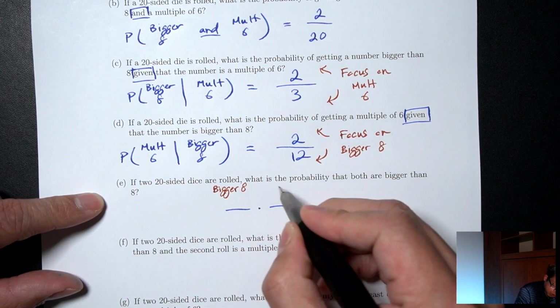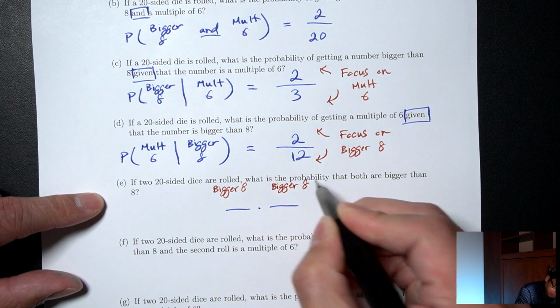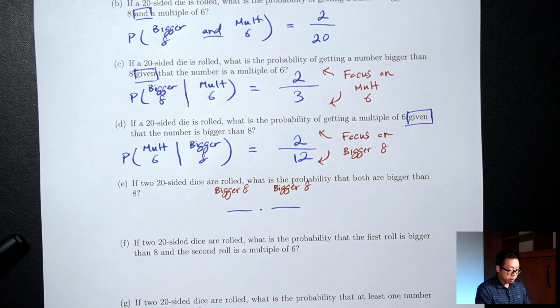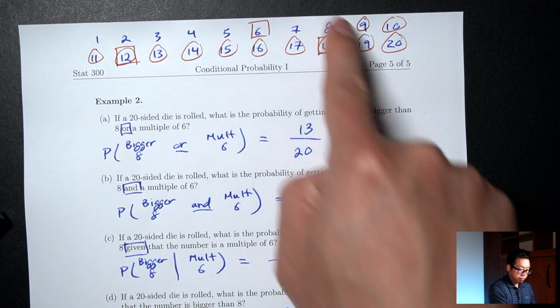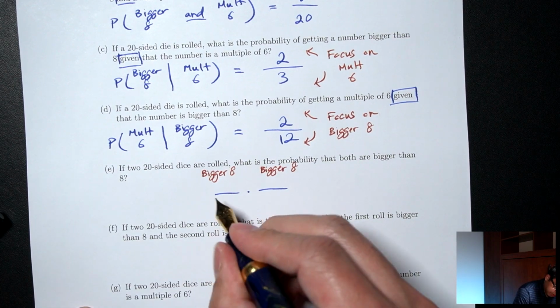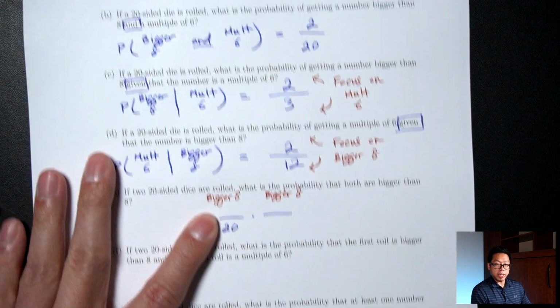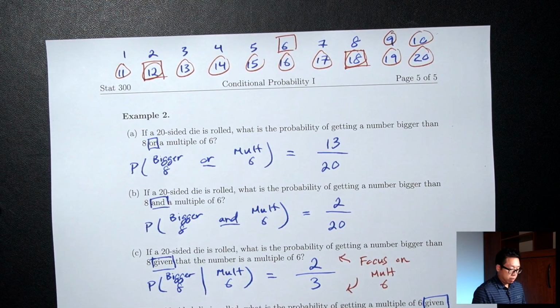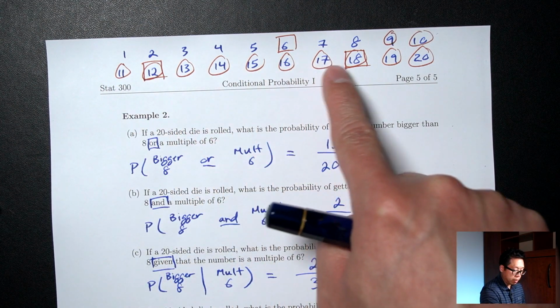Both bigger than 8, so the second one is also bigger than 8. Okay, first fraction, the bottom, how many different numbers can I pick total? 20. Top, how many of them are bigger than 8? Bigger than 8 will be the circles. So that's 1, 2, 3, 4, 5, 6, 7, 8, 9, 10, 11, 12.